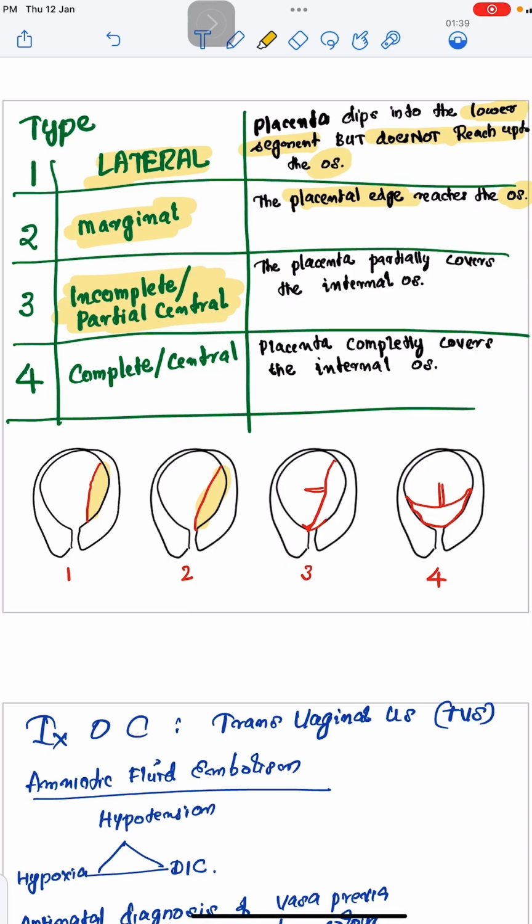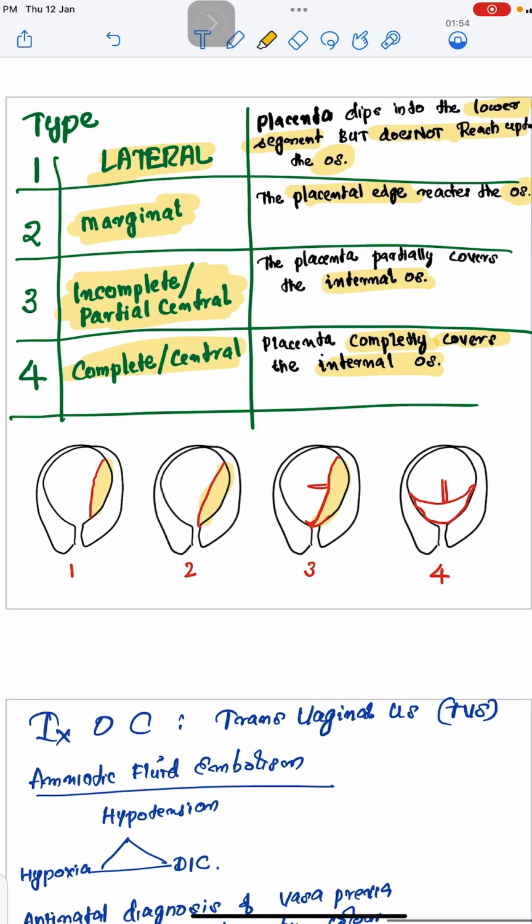In partial central, the placenta partially covers the internal os. Complete or central is where the placenta completely covers the internal os.